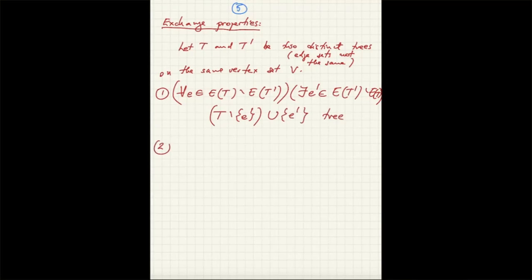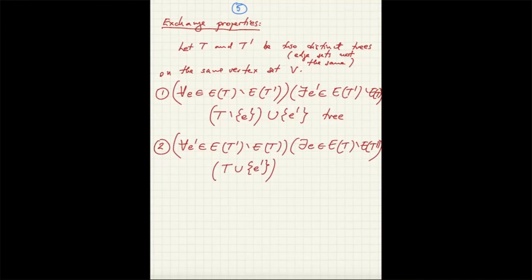And the second one looks similar, but it's not the same thing. This is the second one that we used a bit earlier: for any edge E prime in T prime minus T, there exists an edge E in T minus T prime, such that if I take T and add this extra edge, I create a unique cycle, but not all the edges in that cycle can be in T. So there is an edge from T that I can remove such that the remaining thing is a tree.